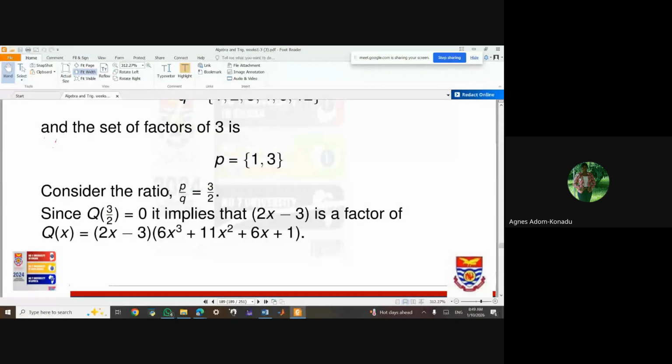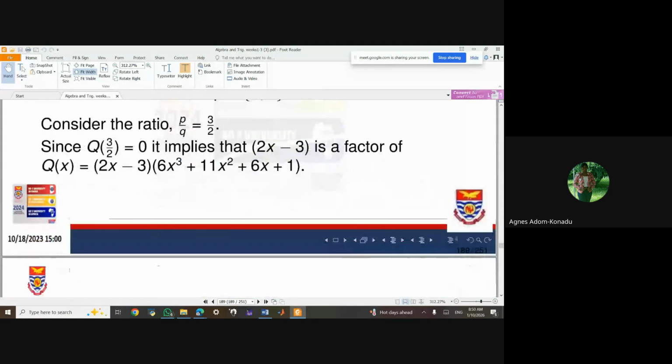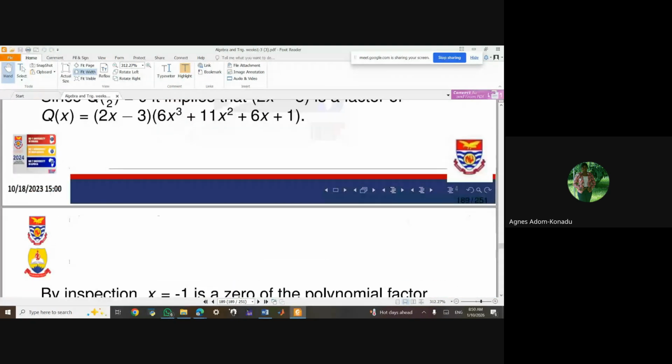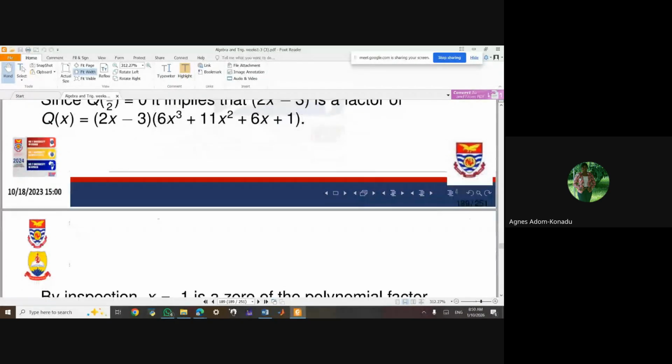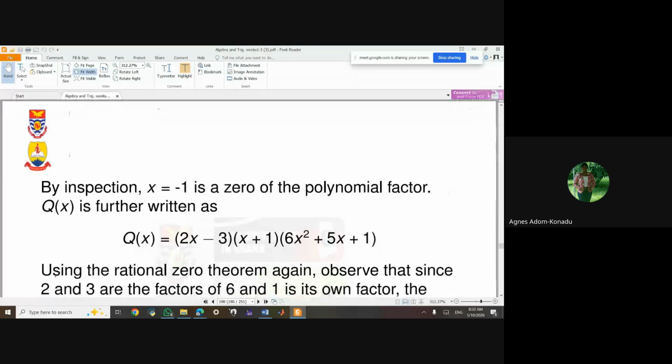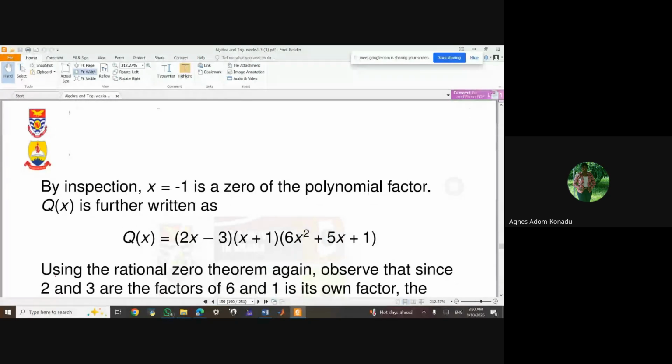So when I substitute that 3 on 2 into the function, I'm supposed to get 0. So the factor will now be 2x minus 1. Then I use long division to get the other factor, which is this. And I should be able to find the other factors. So I can still use the rational zero approach to find the factors. So this is 6, this is 1. Then I can find the factors of 6 and then the factors of 1.